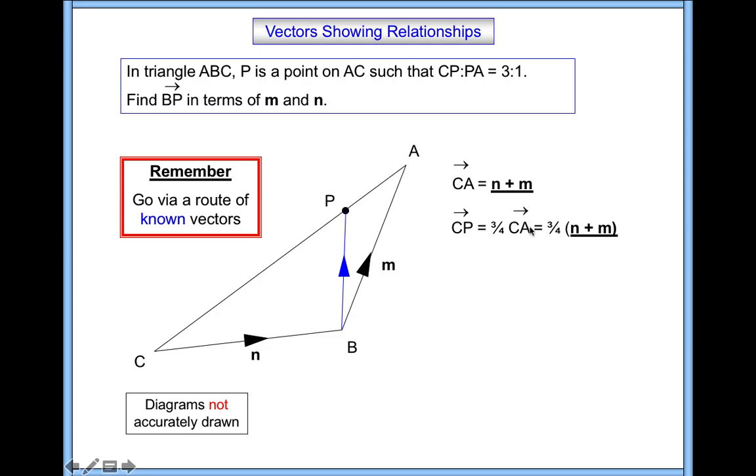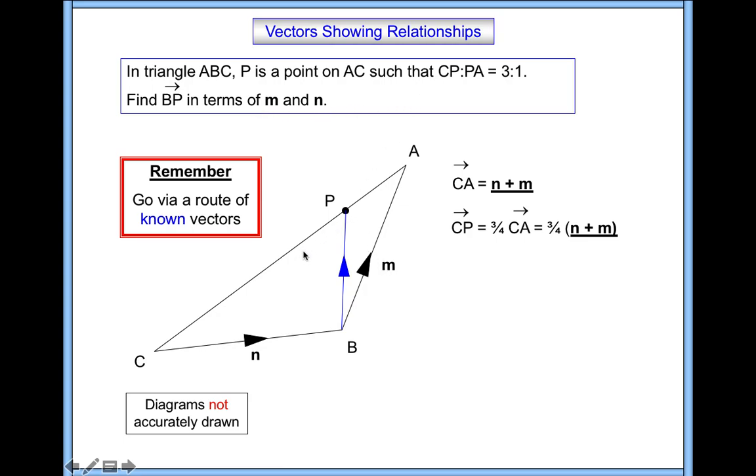Okay, 3/4 of CA. So 3/4 of CA means what is vector CA? Vector CA is n plus m. Vector CA is n plus m. So 3/4 of n plus m. Here I have substituted the terms of vector CA. So 3/4 of n plus m to find vector CP. Now find BP in terms of m and n.